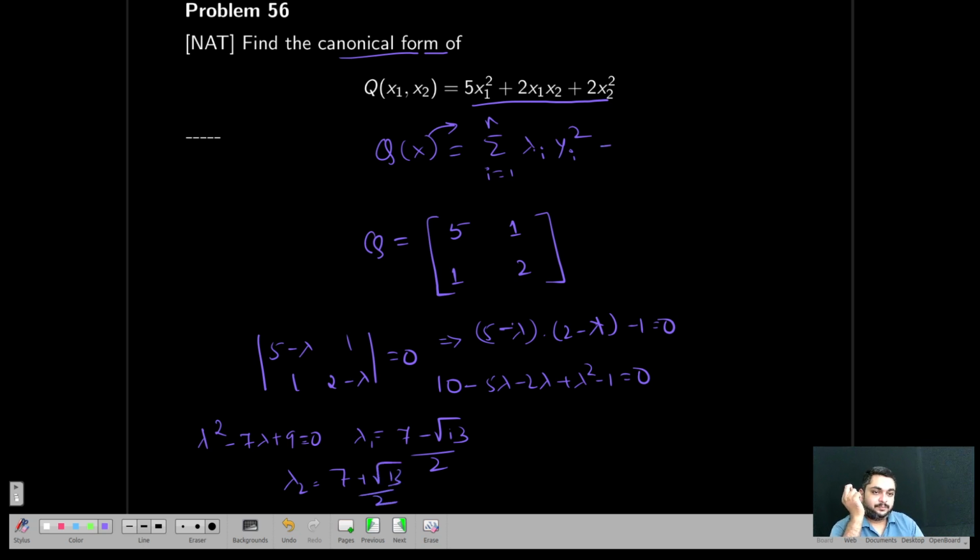So what is my form here? Lambda 1 is 7 minus root 13 by 2 into y1 square plus 7 plus root 13 by 2 into y2 square. This is the canonical form.